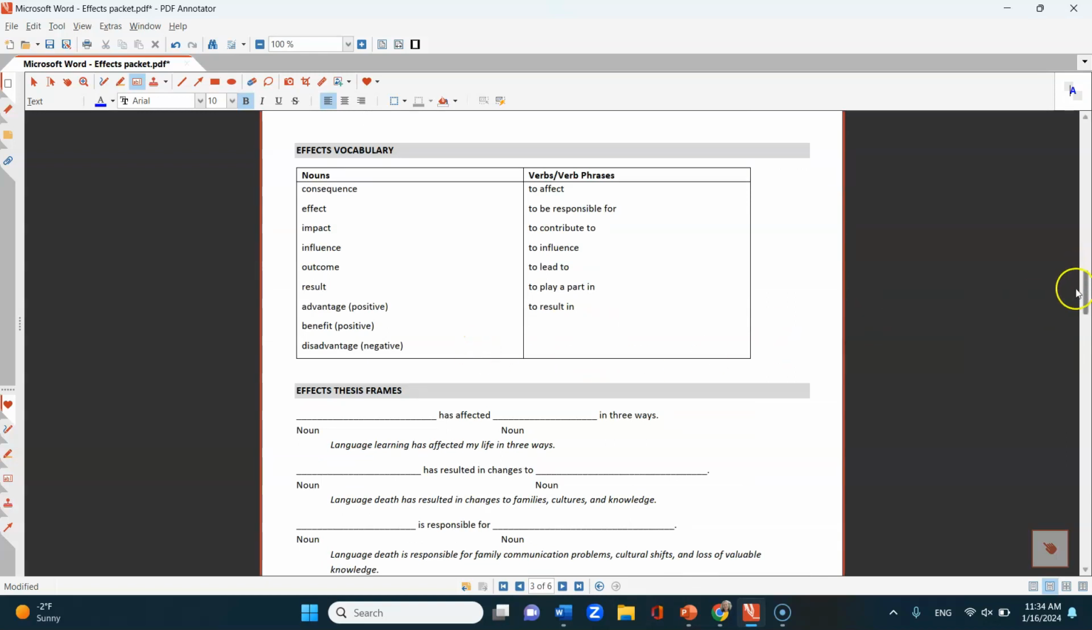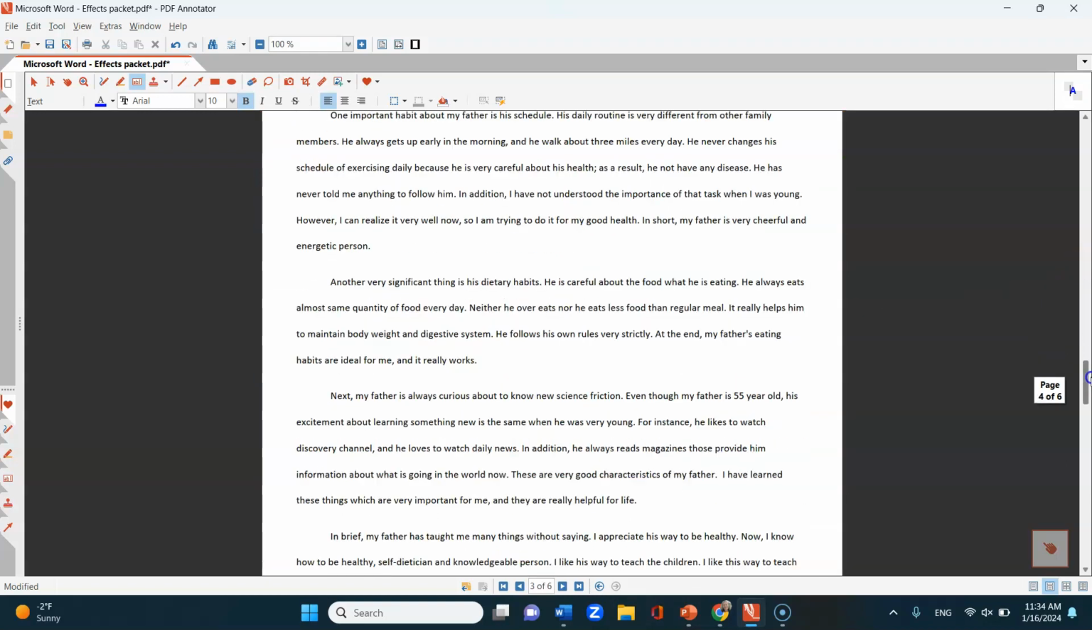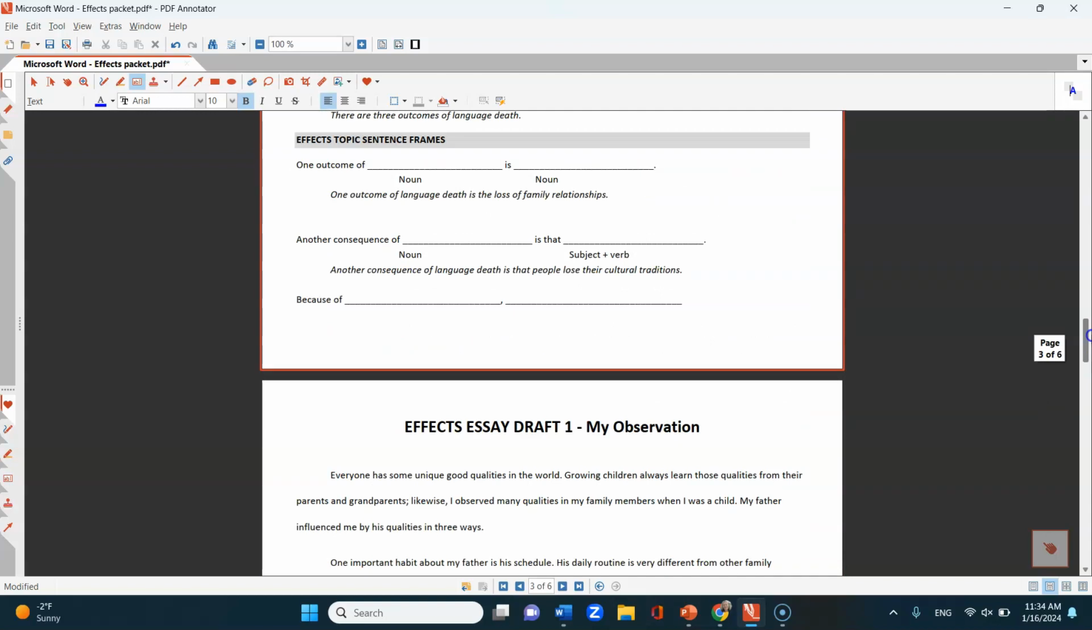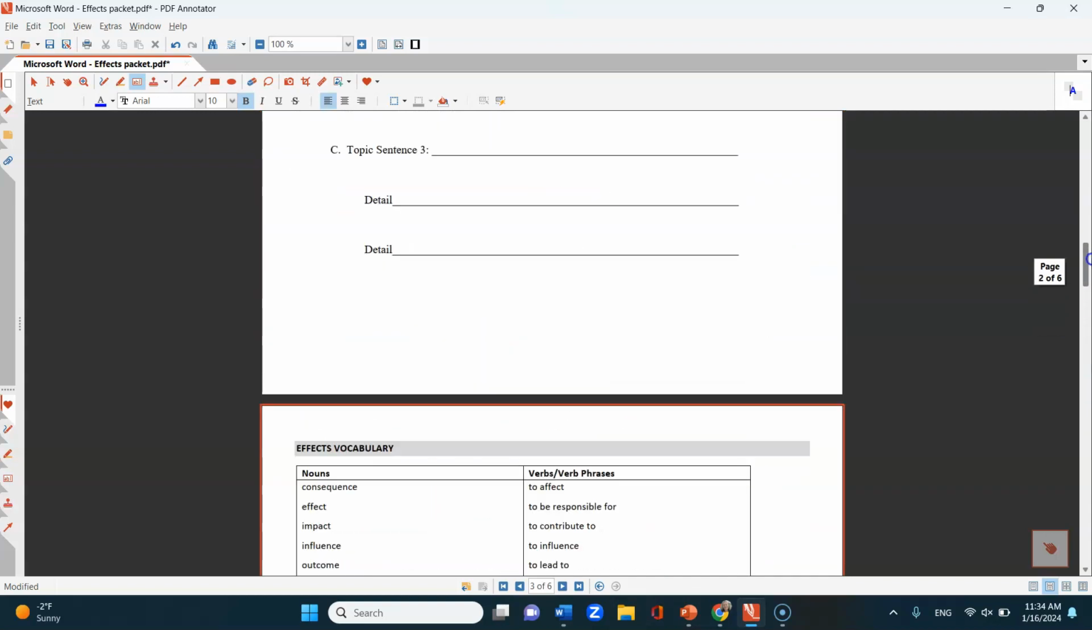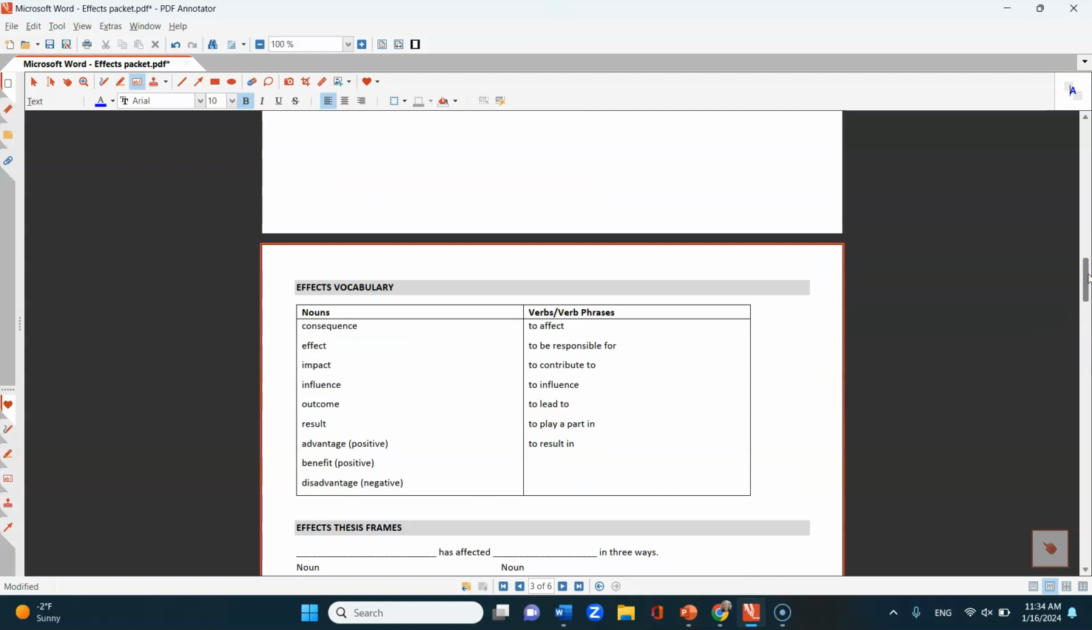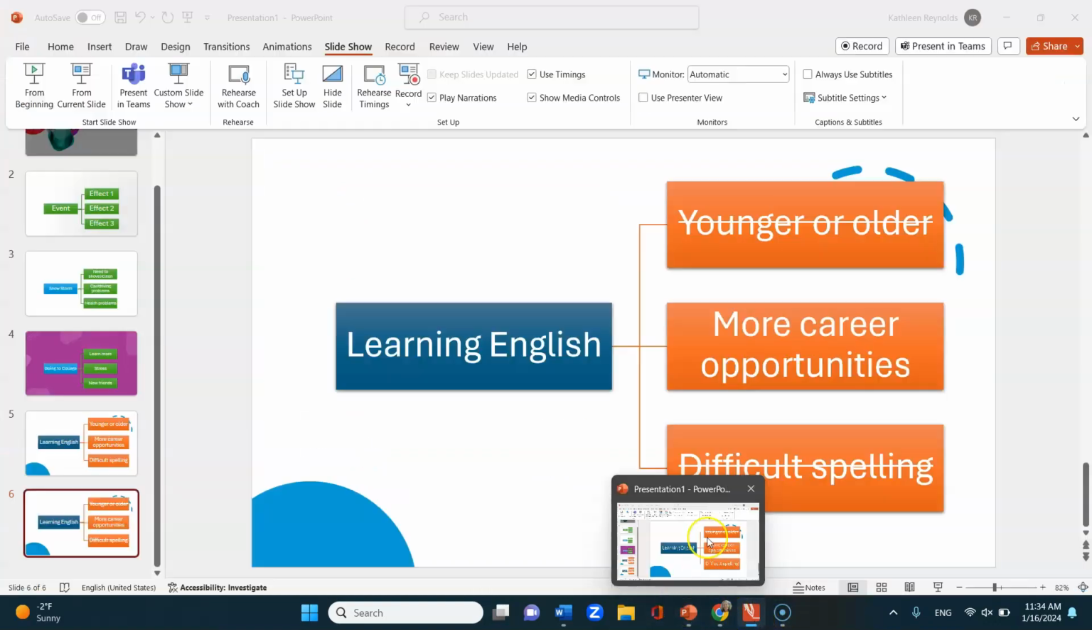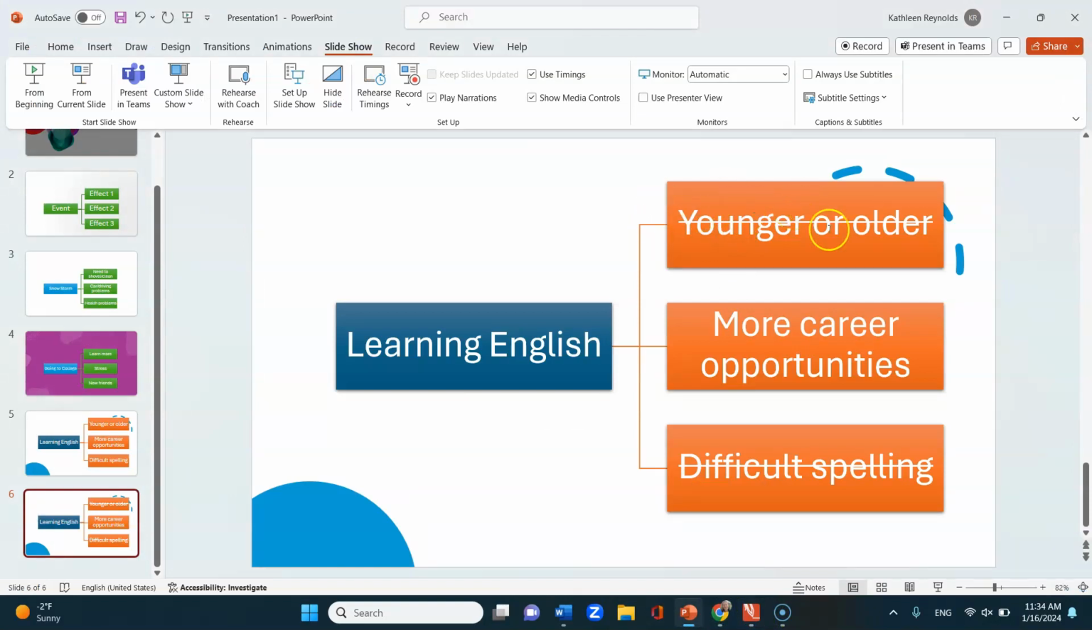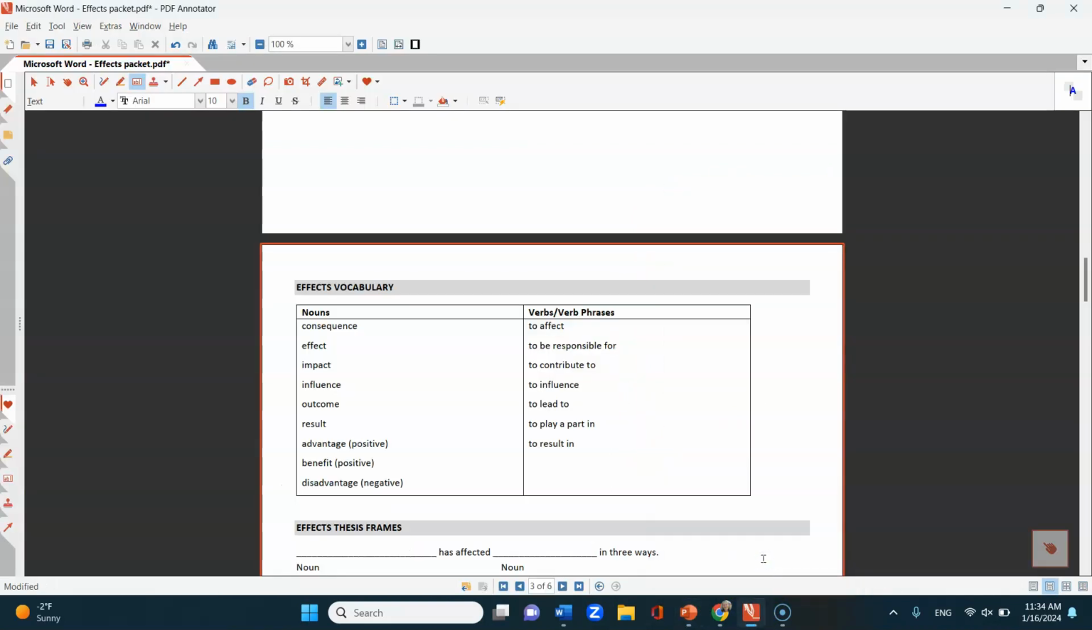Whenever you write a thesis or a topic sentence, you need to use vocabulary that is about effects. That is how you make sure that your essay is about effects, that your essay is not just about the topic. Like, remember, this one was a little problematic, like difficult spelling. That was just about the topic. But to make sure that you are writing only about effects, you need to make sure to put an effect vocabulary word in every thesis or topic sentence.